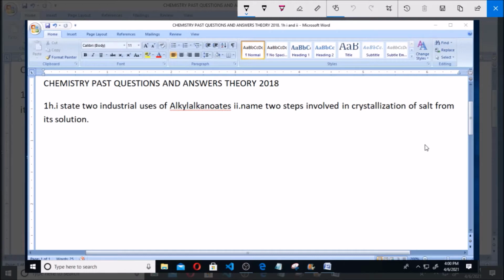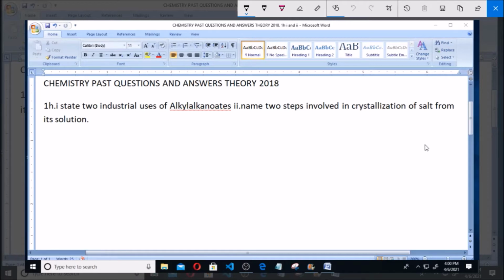Question number 1H. Stage 2 Industrial Uses of alkyl alkanoates. Roman figure 2. Name 2 steps involved in crystallization of salt from its solution. Now, to the answers to the questions.